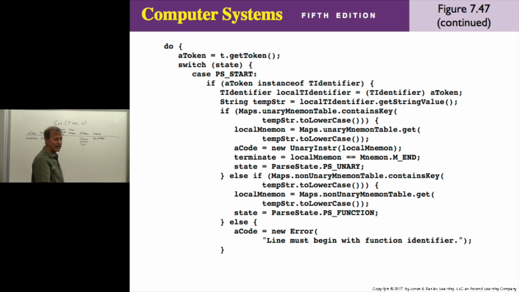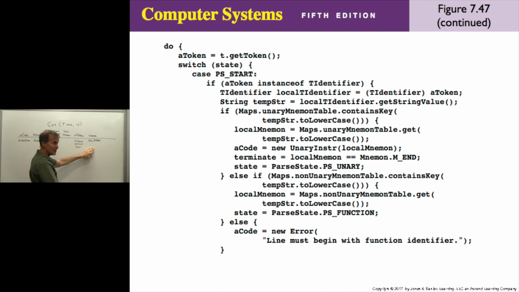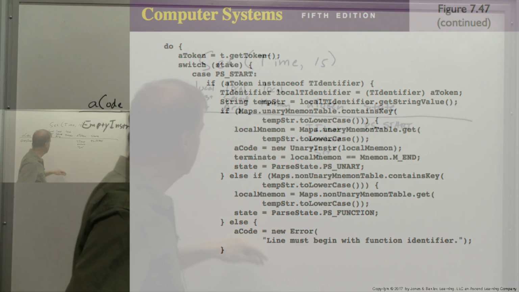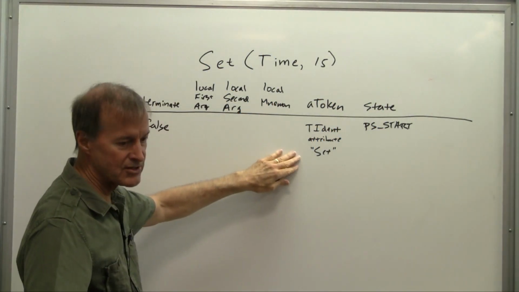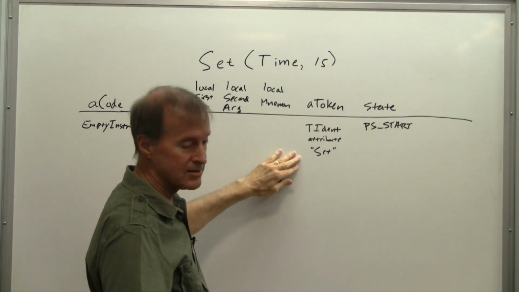All right. And now it says case PS start. Well, what is PS start? Where are we? Okay. So we're switching on state, and the state is PS start. So here's case PS start. If a token instance of T identifier, is that true or false? That is true.